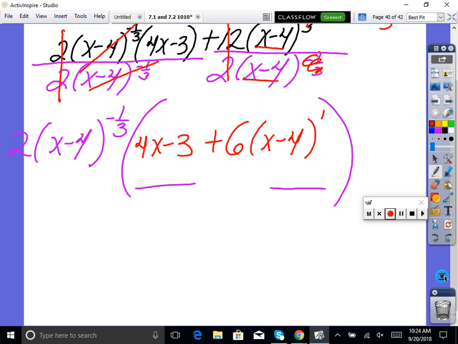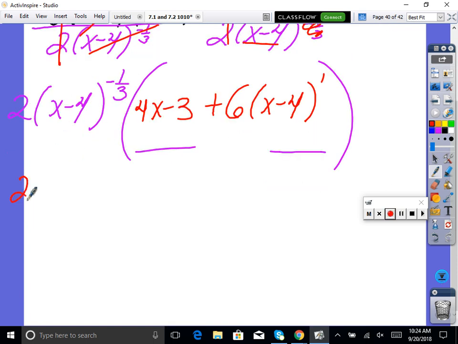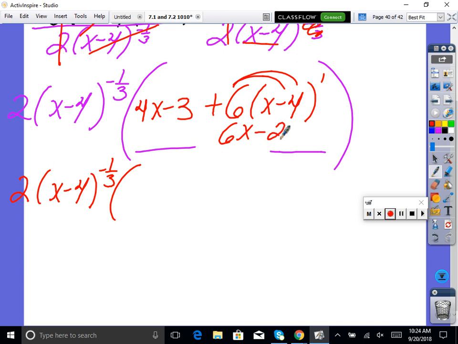So now combine like terms on the inside. So we have a 2, we have an x minus 4 to the negative 1/3, and now inside we have to distribute 6x minus 24, combine like terms, 4x plus 6x. 10x, negative 3 minus 24, minus 27. Now look at your final answer. Is it appropriate?